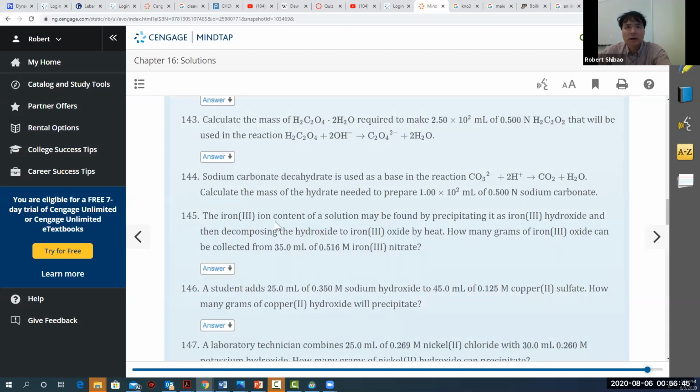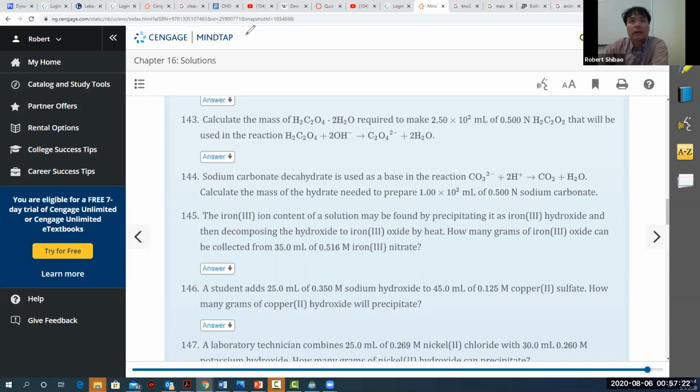The iron 3 ion content of a solution may be found by precipitating it as iron 3 hydroxide and then decomposing the iron 3 hydroxide to iron 3 oxide by heat. How many grams of iron 3 oxide can be collected from 35.0 milliliters of 0.516 molar iron 3 nitrate? And so this is a multi-step. When we have a multi-step like this, this is the way we handle it. So we're going to have iron 3 nitrate.